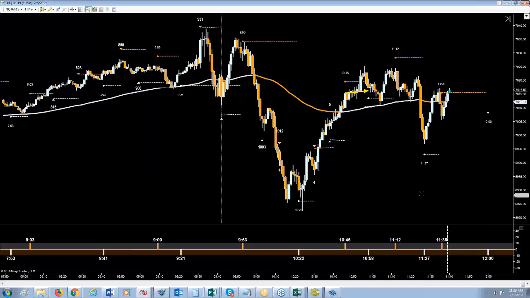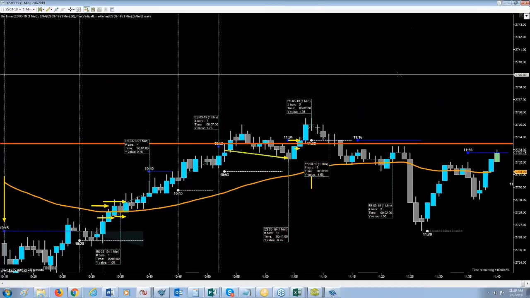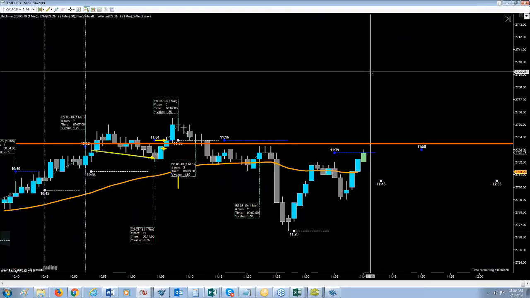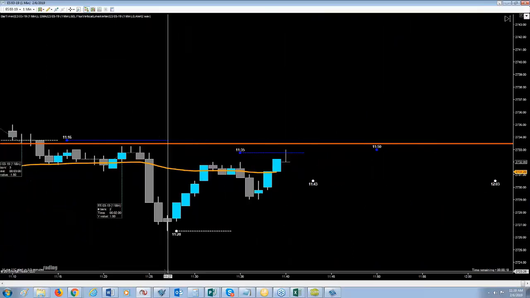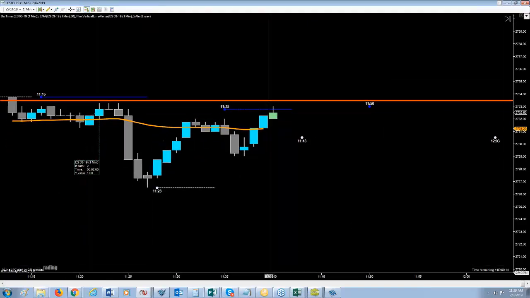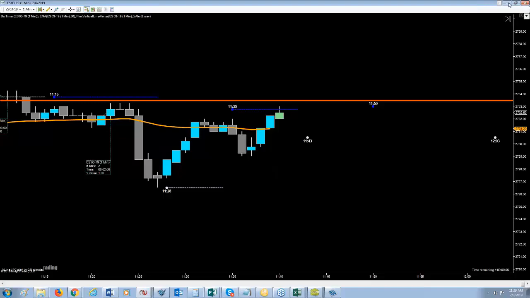Looking pretty good. I love that chart too. It's a nice looking chart. Yes, rounding out the day here, 11:35 just took a protective stop. If you wanted to have your stop just above the highs over here, you could at 11:35. We're waiting for 11:43 to exit that position.